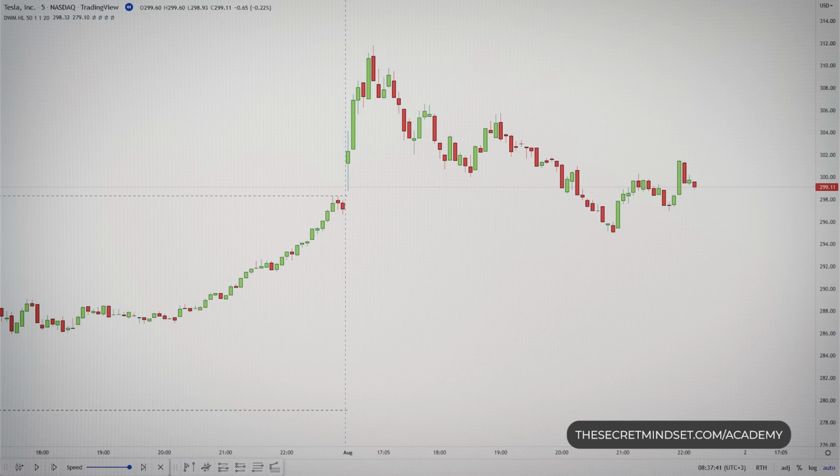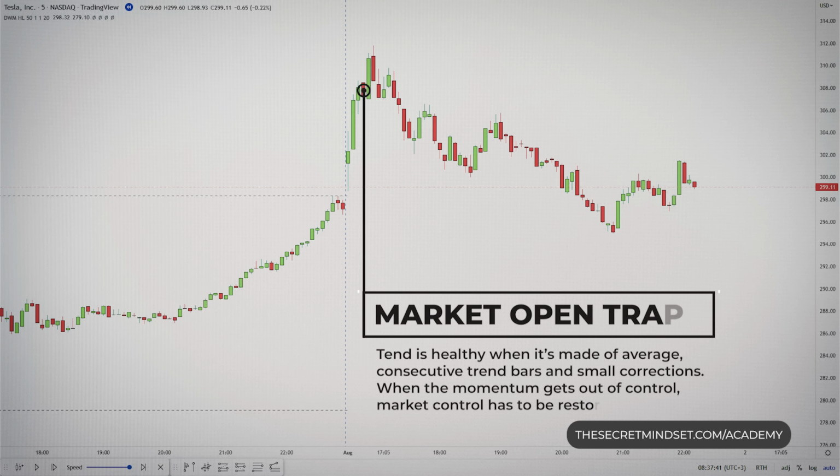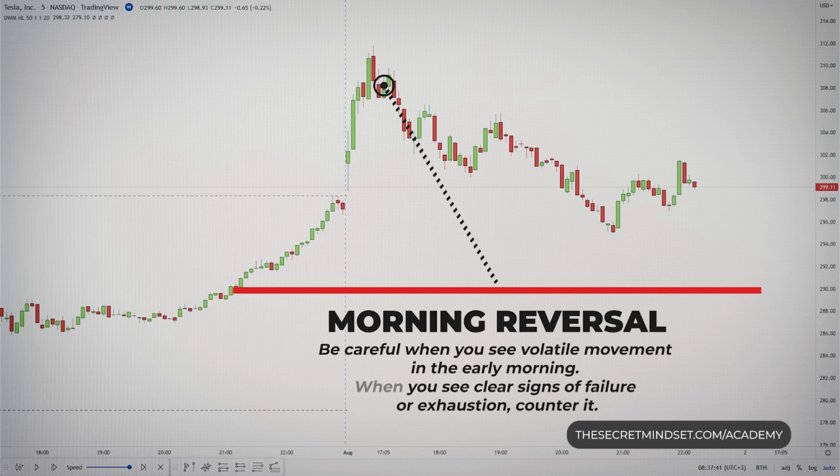The psychology behind this is simple. The trend is healthy when it's made of average trend bars, consecutive trend bars, and small corrections. But when the momentum gets out of control, with such a parabolic curve, with large bars, and without pullbacks, the market control has to be restored. If price is only favoring one side, resistance will be met. Keep this in mind when you see volatile movements in the early morning. When you see clear signs of failure or exhaustion, counter it.